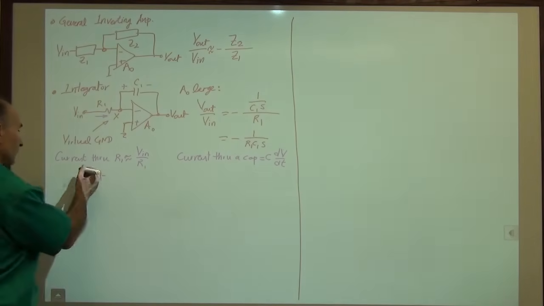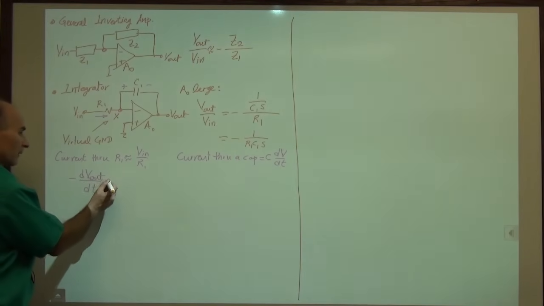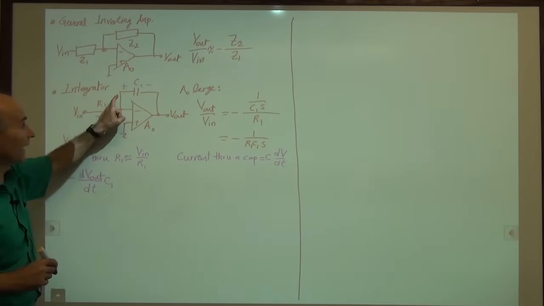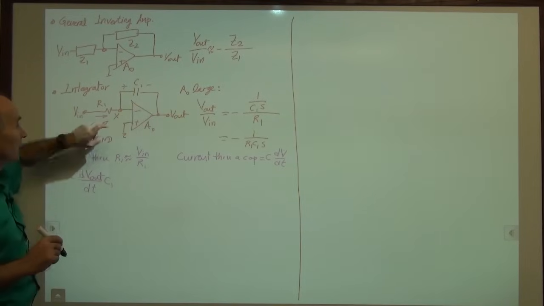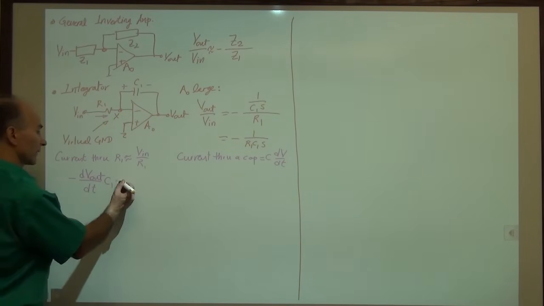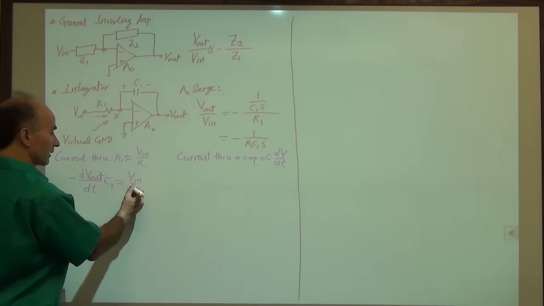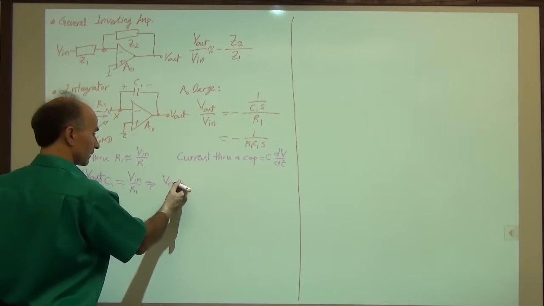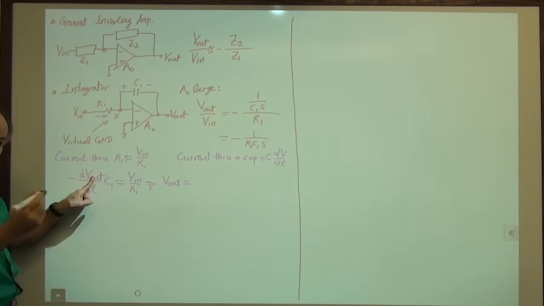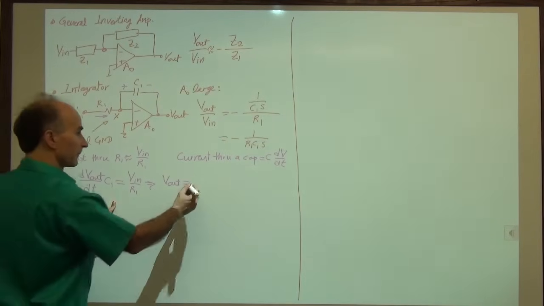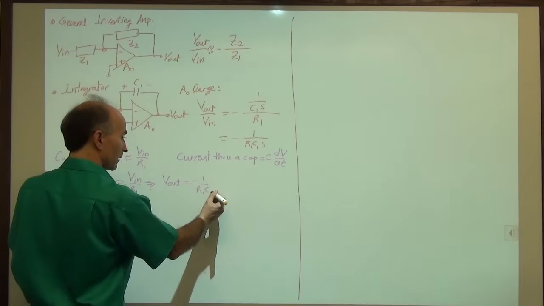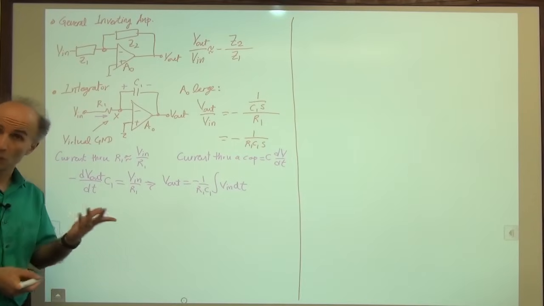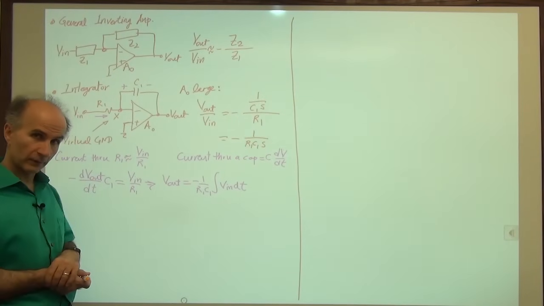Now take the derivative of that with respect to time, multiplied by the capacitor. That gives us the current flowing through the capacitor from left to right. And that happens to be the same as this current, so that's equal to V in over R1. And that means that V out, the output voltage, is equal to minus 1 over C1 times the integral of V in dt. So indeed, the output is the integral of the input.